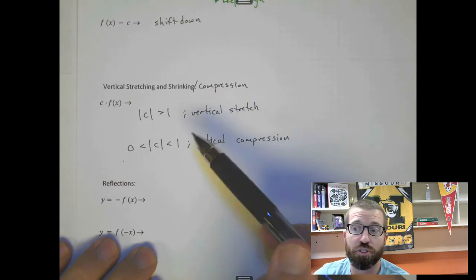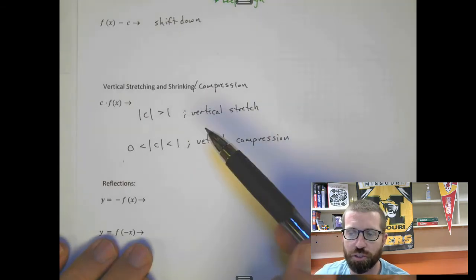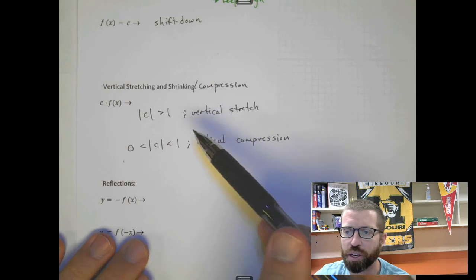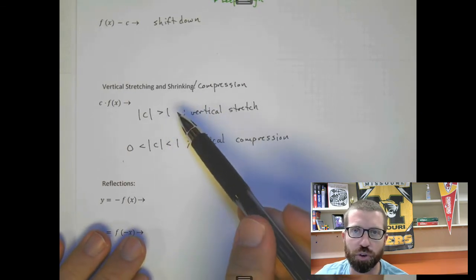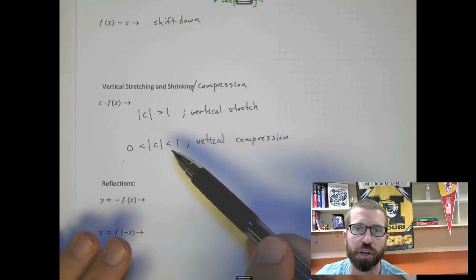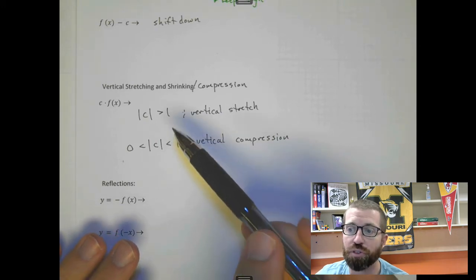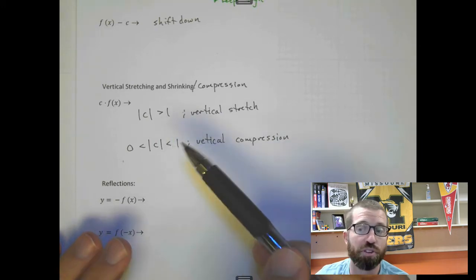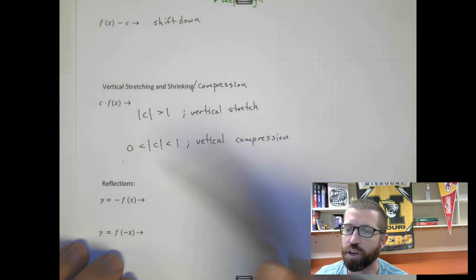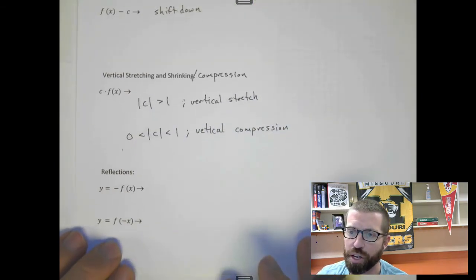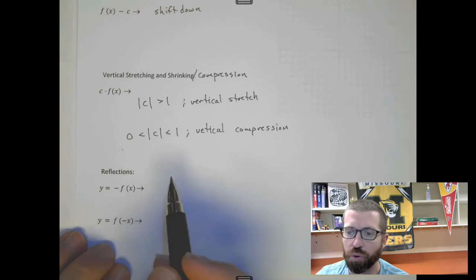Okay, but the important thing is don't think about fractions. So a lot of times a shortcut will be, well, if it's a fraction, it's a vertical compression. If it's not a fraction, it's a vertical stretch. But sometimes fractions can be bigger than 1. So just make sure you think of, if it's bigger than 1, it's a vertical stretch. If it's less than 1, it's a vertical compression. And just ignore the sign, because if there's a negative out front, then that will have a reflection.